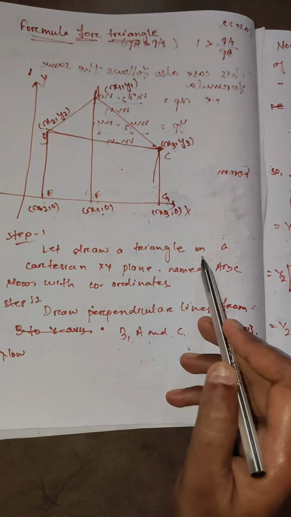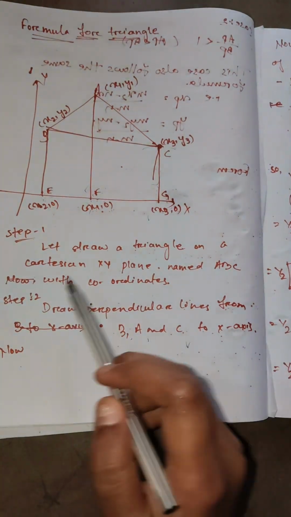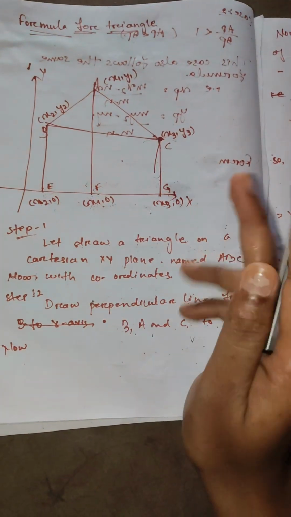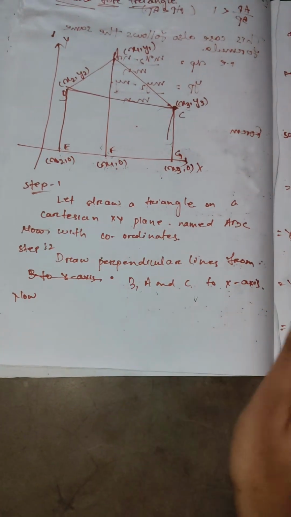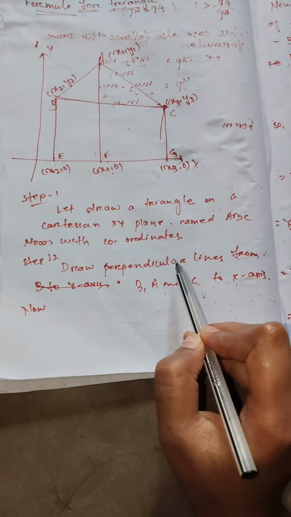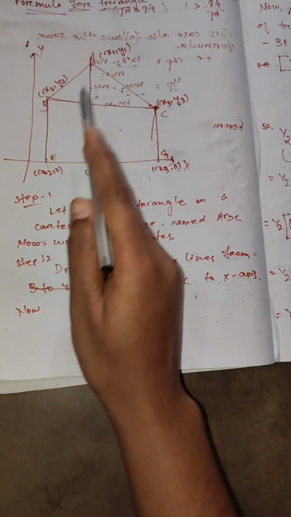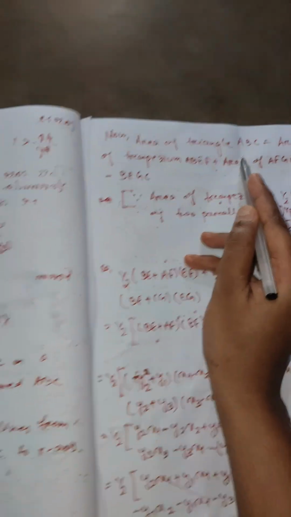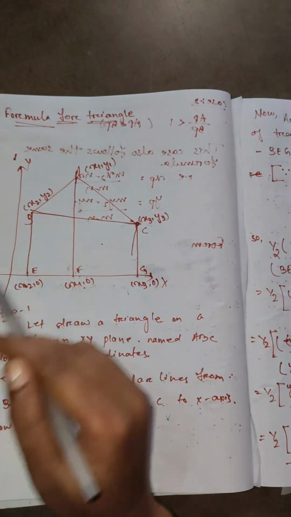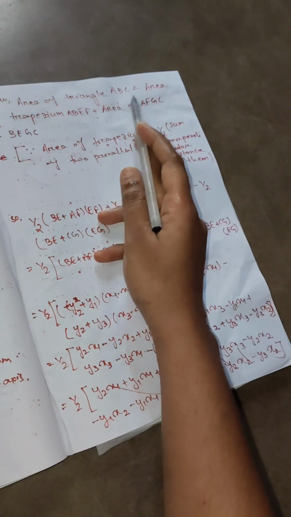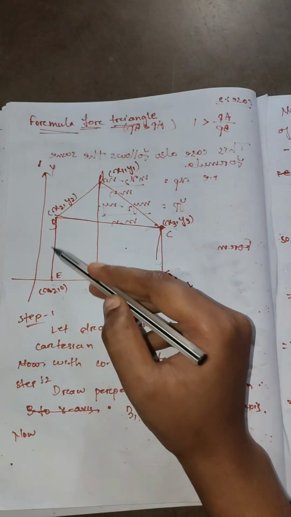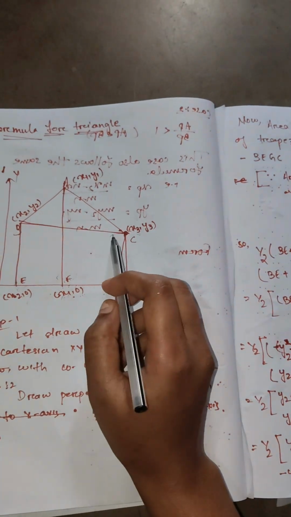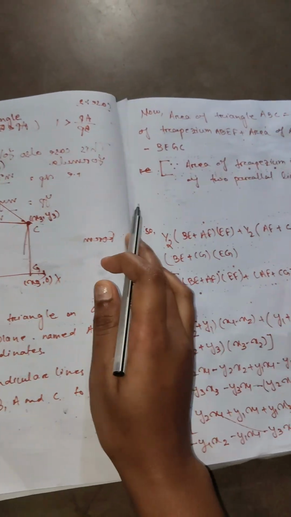Let's draw a triangle on the Cartesian plane xy named ABC with coordinates x1 y1, x2 y2 and x3 y3. Now next we will draw perpendicular lines from B, A and C to the x-axis. Now the area of the triangle we will consider here as the area of the trapezium ABEF plus the area of trapezium AFGC minus the area of trapezium BEGC.